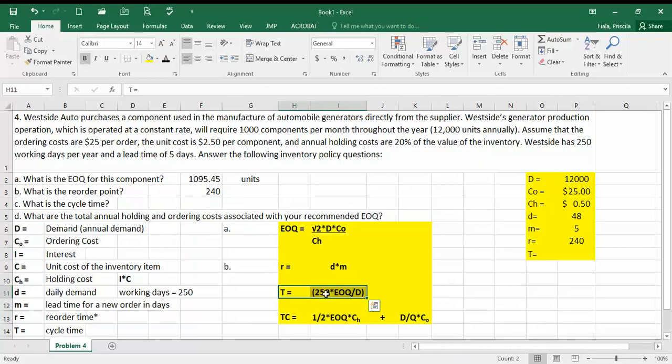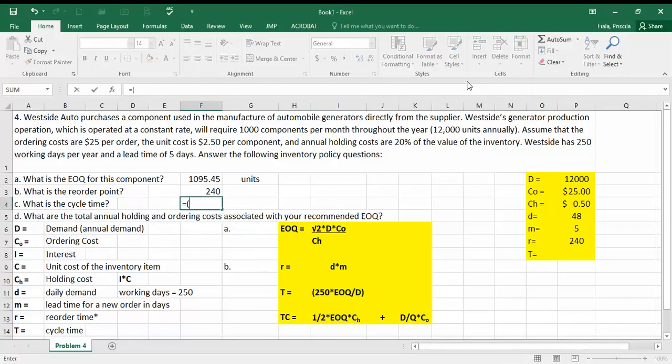We have the 250 working days times my EOQ, which is the 1095 units, which I'm rounding down, divided by my annual demand. So that's what we're going to do here. So 250 working days, correct? Times 1095, or I'll just leave it as it is, divided by my annual demand. Well, we know the annual demand is 12,000, correct?